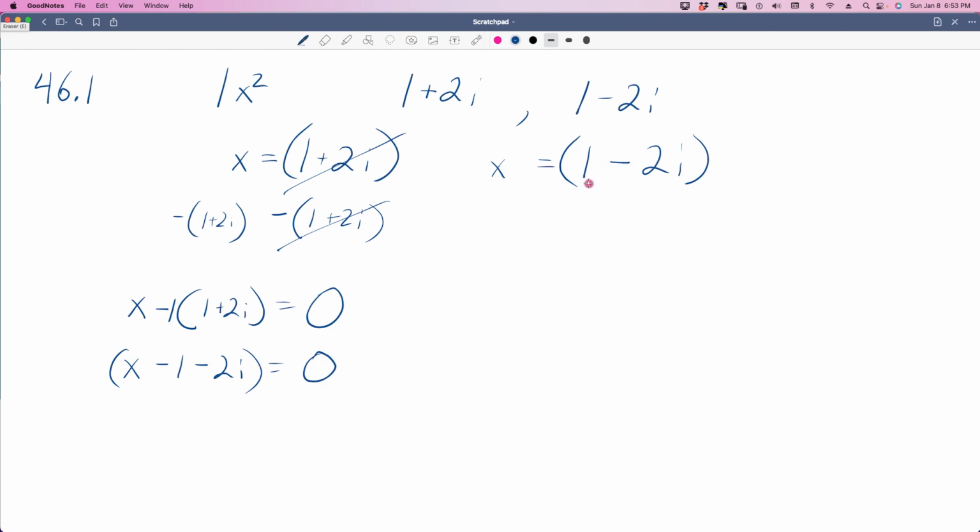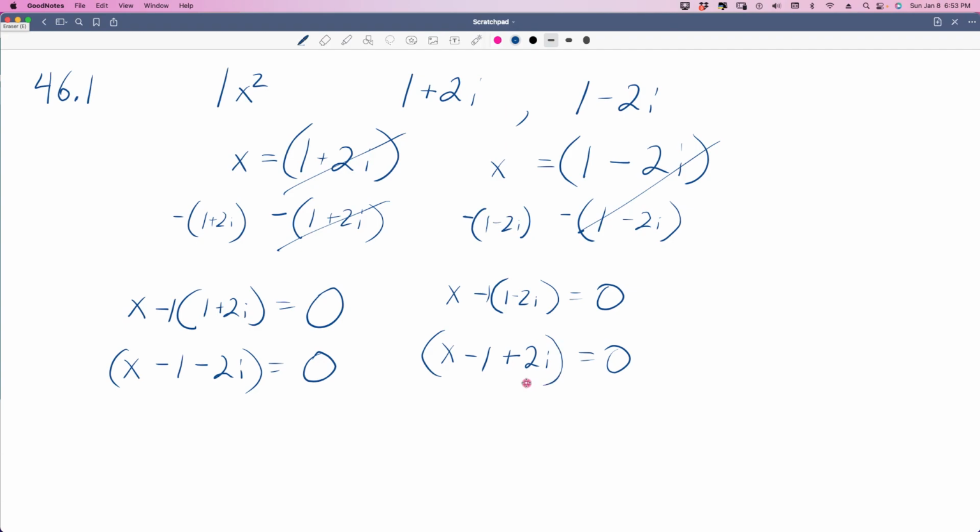Here, we would do the same thing. Subtract this whole term, or this whole expression, from both sides. This would cancel, so x minus 1 minus 2i is equal to 0. We multiply times that negative 1. x minus 1 plus 2i is equal to 0. This becomes the other factor in our factored quadratic equation.